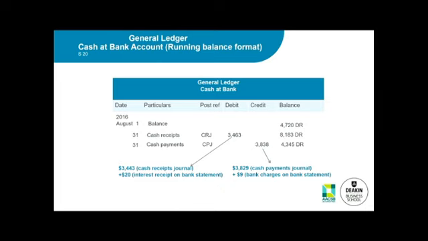So now, with the running balance, we can actually calculate what the total balance should be after we receive this much cash and after we spend this much cash. So our cash balance at the end of the period should be 4,345. So now that we do our bank reconciliation, we should get the same number, right? So let's do our bank reconciliation.